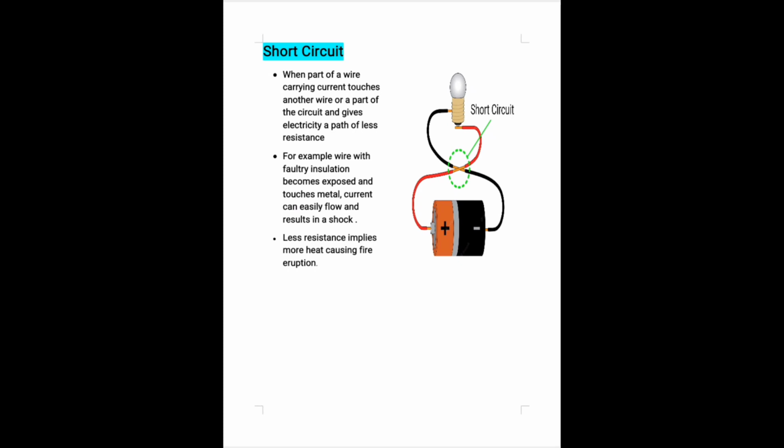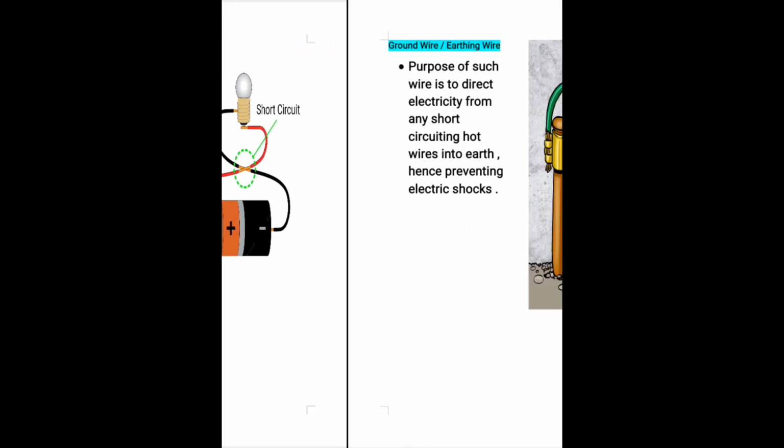Short circuit. When a part of a wire carrying current touches another wire or part of the circuit, it gives electricity a path of less resistance. For example, if a wire with faulty insulation becomes exposed and touches metal, current can easily flow and the result is a shock. Less resistance implies more heat, causing eruption.